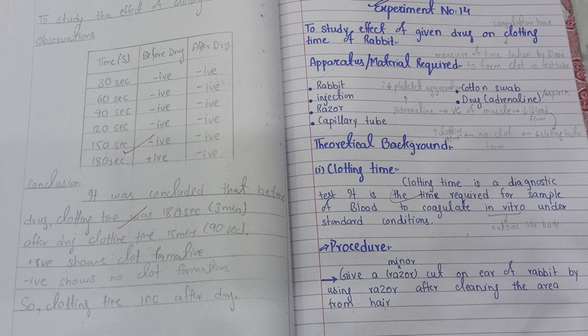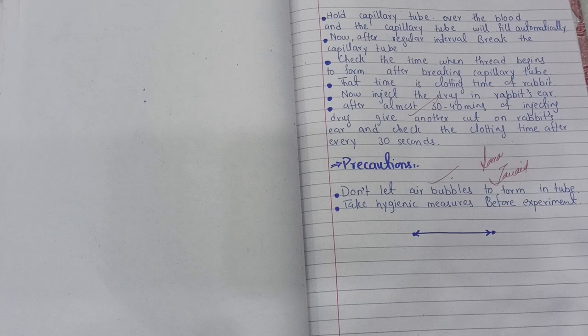So you have to give a minor cut on the rabbit using a razor. You have to clean that area of hair, and next you have to hold the capillary tube over the blood so that the capillary tube sucks the blood automatically. The rabbit's blood will automatically move up in the capillary tube. Now after it you have to break the capillary tube. Check the time when the thread begins to form by breaking the capillary tube. That time is the clotting time of the rabbit.